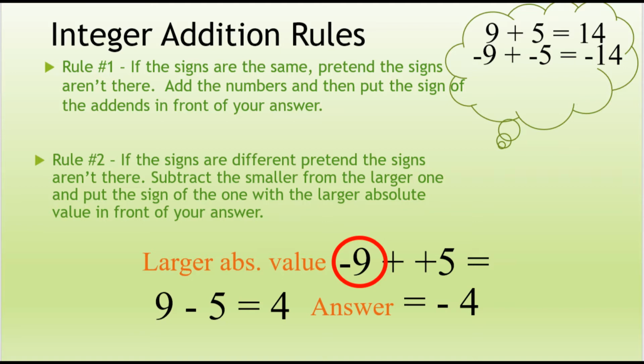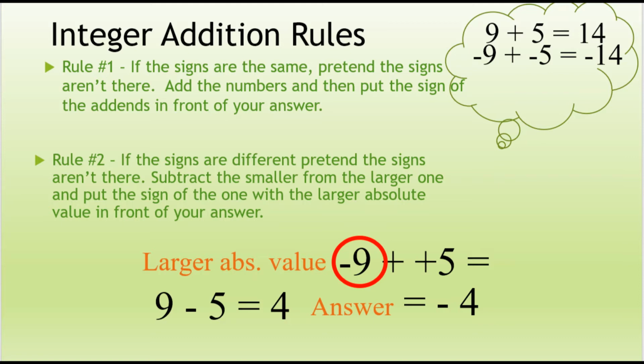But if it is minus 9 and plus minus 5, you have to add both the numbers with the negative sign. Answer is 14, so that same sign will be copied in front of the answer. Rule 2 is, if the signs are different, pretend the signs aren't there, subtract the smaller one from the larger one, put the sign of the one with the larger absolute value in front of your answer. You can see here the larger absolute value of minus 9 plus, you have to add plus 5 to it. So we will be taking absolute value of minus 9 is 9 minus 5 equal to 4. We'll assume like that. So answer will be 4.